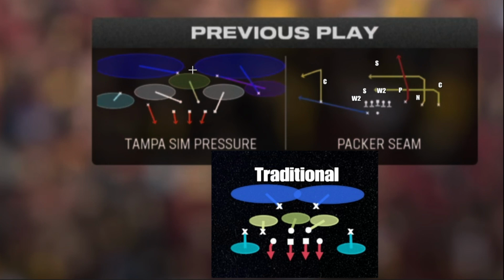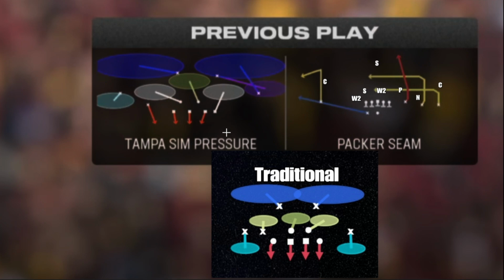All right, and what we're doing is, usually with an NTT, not always, you show single high pre-snap, and then we're rotating into Tampa 2 post-snap. And the idea of that is we're trying to give the illusion that we are playing cover 1 or cover 3.